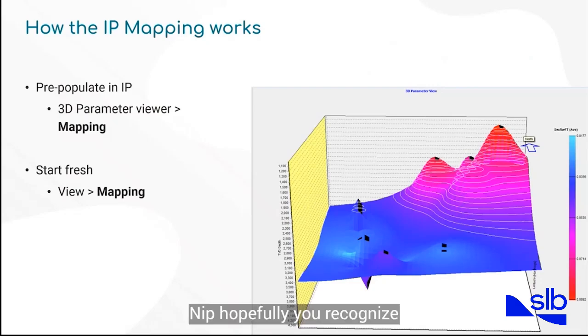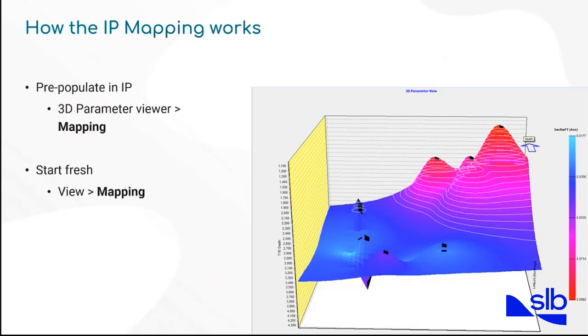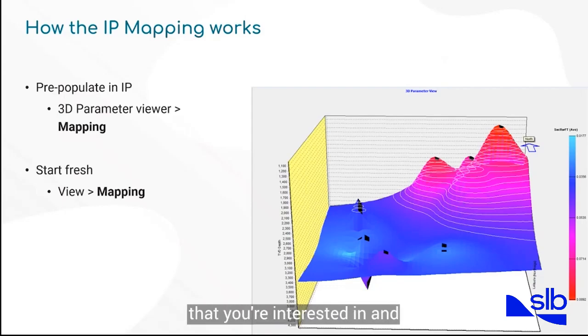In IP, if you use the 3D parameter viewer, you'll recognize that picture on the right-hand side. There are 2 points here I want to make: there are 2 ways to get to the mapping from the IP interface. One is through the 3D parameter viewer, where you've already chosen the zones that you're interested in and the data that you want to be able to grid. And there's just a button in there that says mapping.